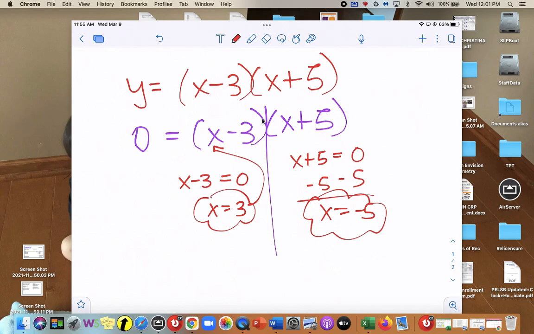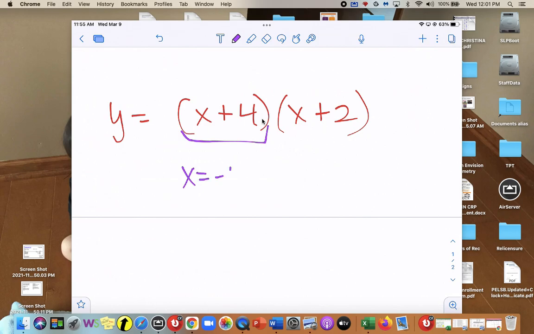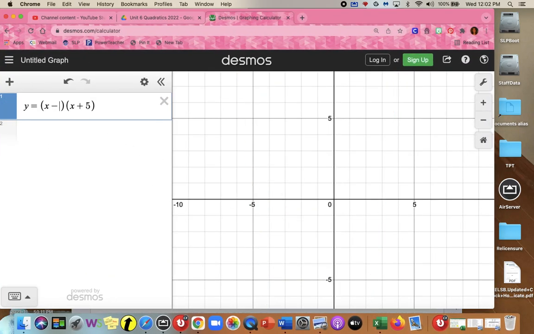So let's do one more example. And again, if you did the Desmos, you worked through many of these. If I have (x + 4)(x + 2), what makes this one 0? That would be x = −4. What makes this one 0? And that would be −2. And if we graphed it, you'd expect it to cross at those 2 points. So I'll just quickly shift our graph here. And you can see that, yes, it is the opposite of the number inside the parentheses.